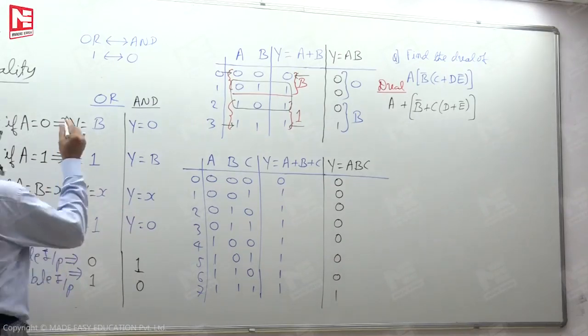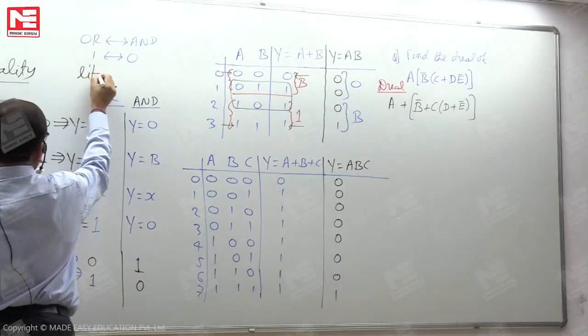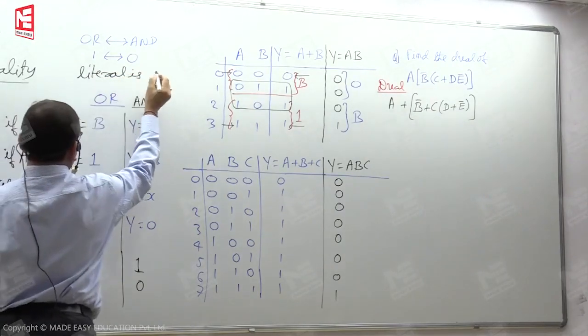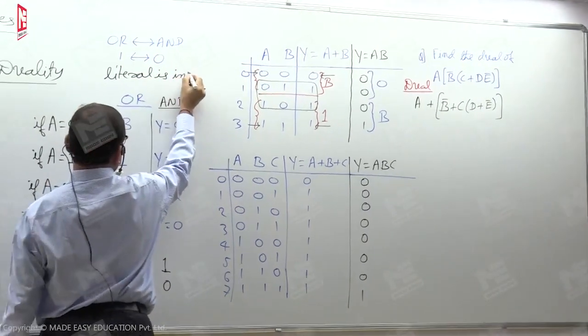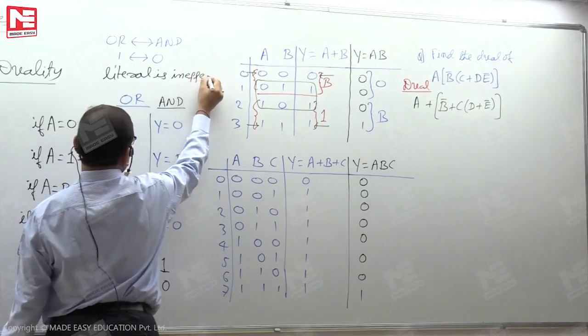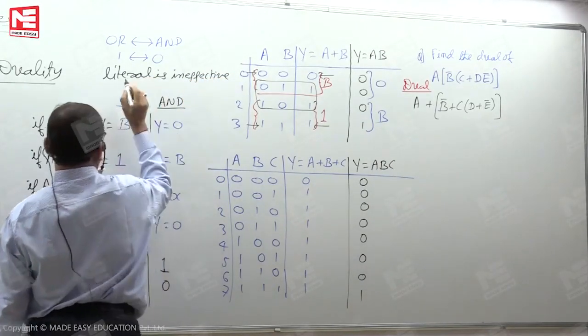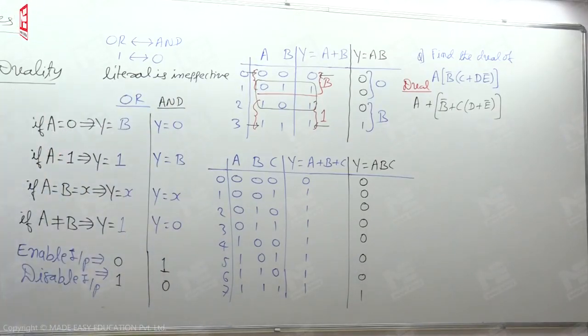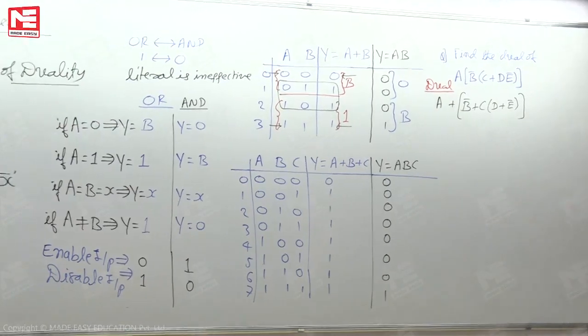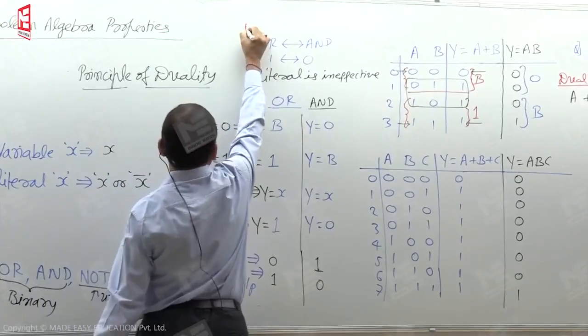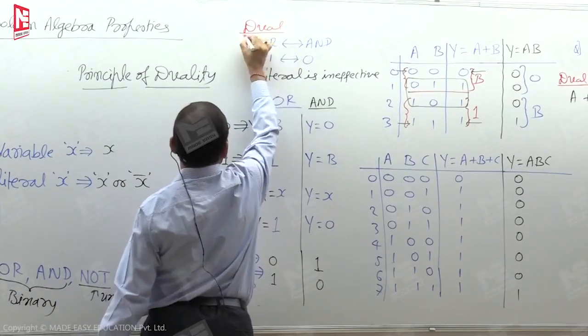So, the literal is not changing. The literal is ineffective with the dual operation. It is very important to note. With the dual operation, the effective changes are on the binary operators OR and AND, and on the Boolean constants 1 and 0. There is no effect of the dual operation on the literal. So, the literal is ineffective with the dual operation.